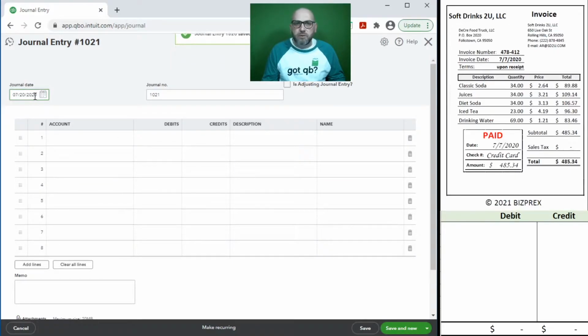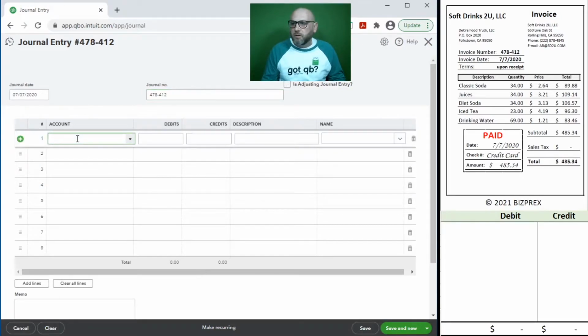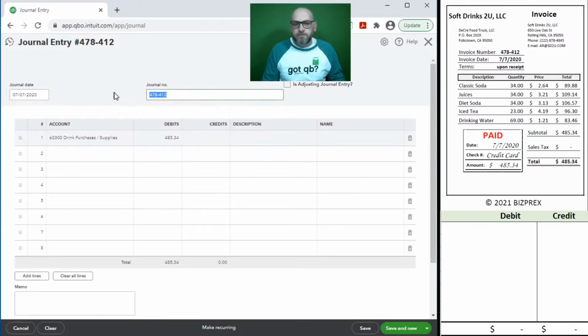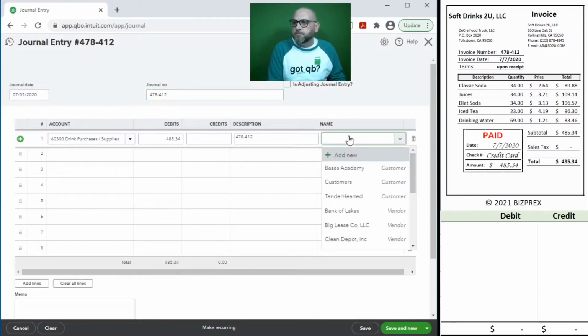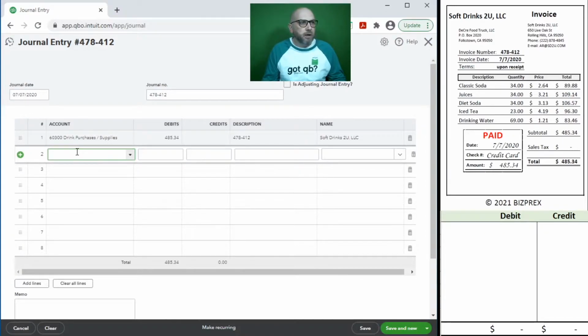Okay, next we have our soft drink. Again, let's make sure we reflect the date correctly. This one is a credit card transaction. All right, again, we know that expenses, drink purchases, will go up. Therefore, it has to be debited. Okay, soft drinks, here it is. What else do we know? Well, we know that our liability, our credit card balance, will go up. And liabilities go up when they're credited, right here.